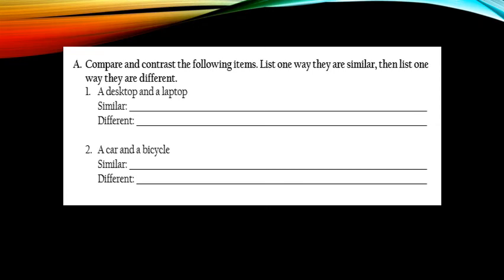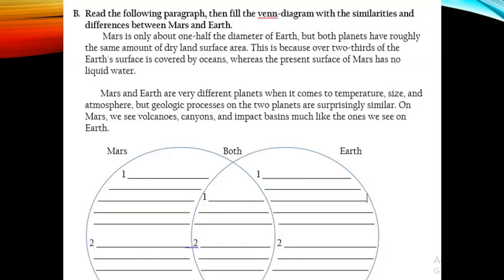Okay. And two, you have to compare and contrast between a car and a bicycle. I think it's very easy for you to do it by yourself. Let's move to the last exercise in the worksheet. Read the following paragraph, then fill the Venn diagram with the similarities and differences between Mars and Earth.